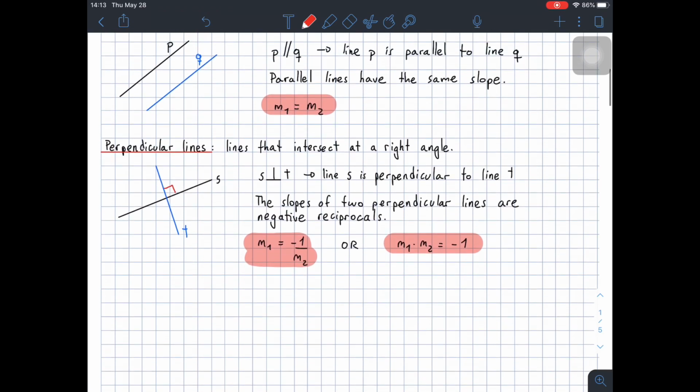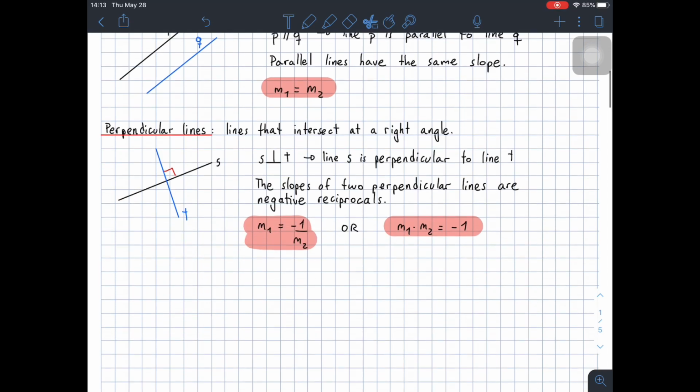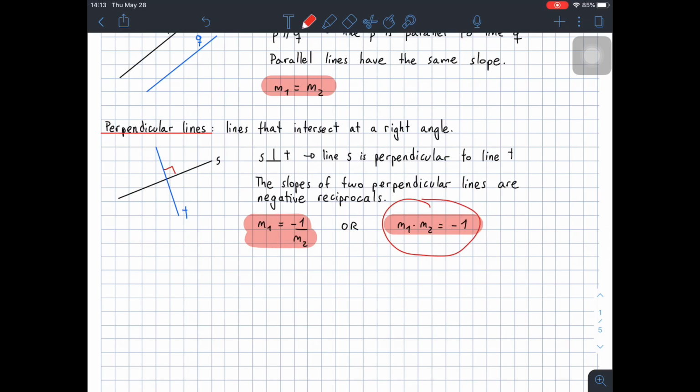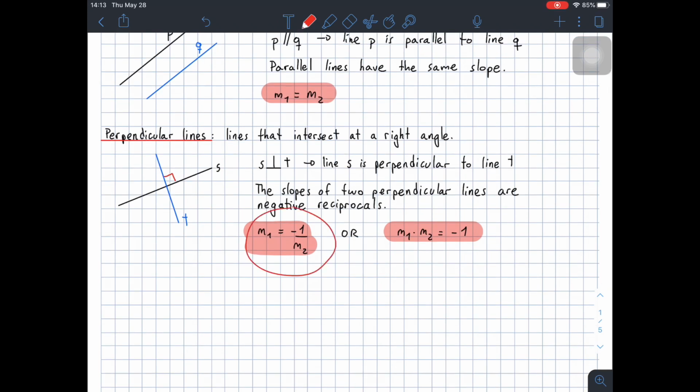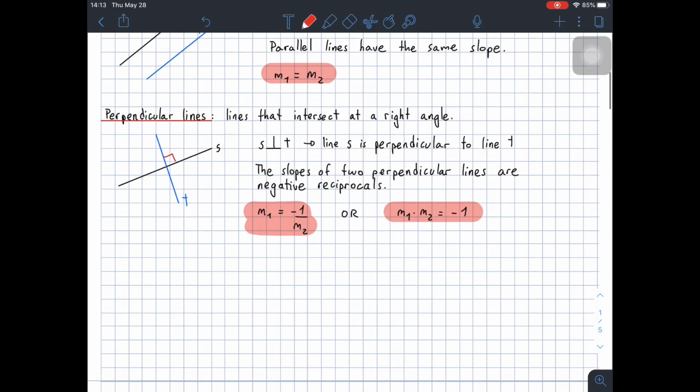And in the case of perpendicular lines, remember the properties for the slopes. We say that the slopes of two perpendicular lines are negative reciprocals. So if, for example, the slope of S is 2, then the slope of T would be negative 1/2. We flip the number and we change its sign, right? So that's how we find the slopes of perpendicular lines. You can also remember it this way: the slope of the first line times the slope of its perpendicular line is always equal to -1. These properties are not in the formula booklet, so you should remember this.